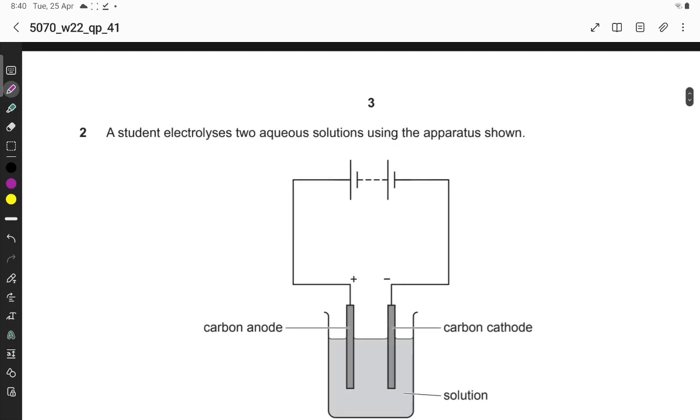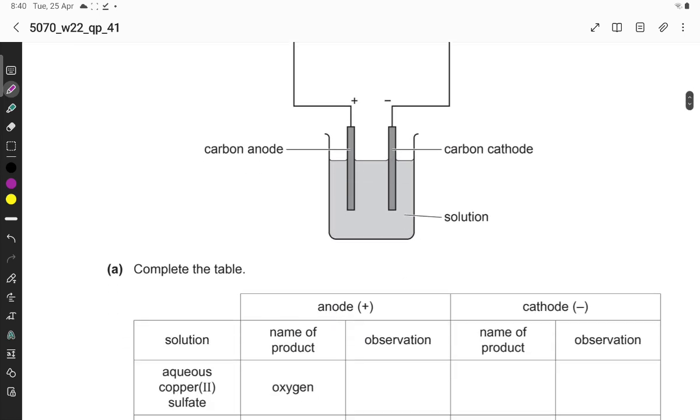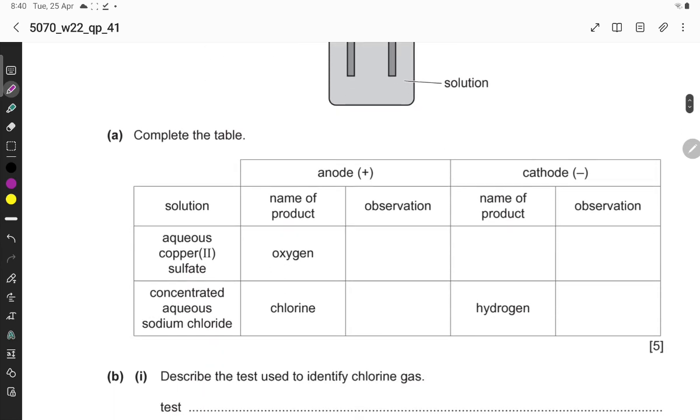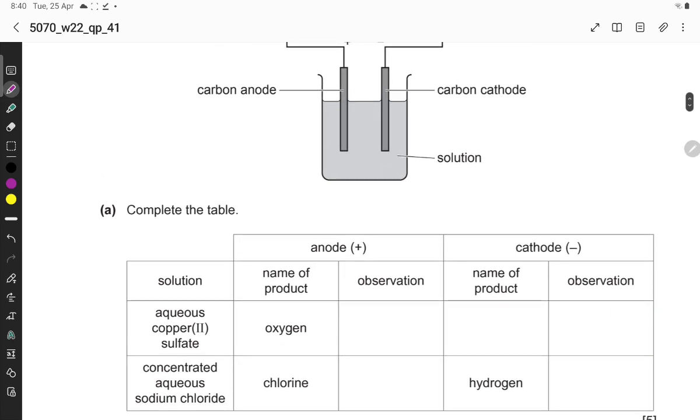Next, question number 2. A student electrolyzes two aqueous solutions using the apparatus shown. Carbon anode and cathode. Complete the table. For aqueous copper 2 sulfate, oxygen at the positive anode. Oxygen observations are bubbles of gas, or you can write down effervescence, bubbles of gas.